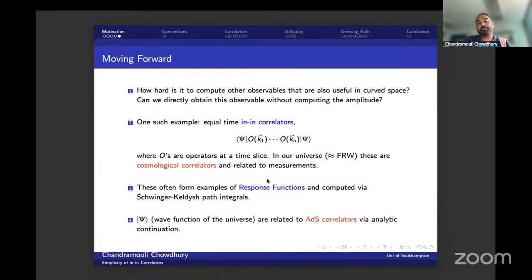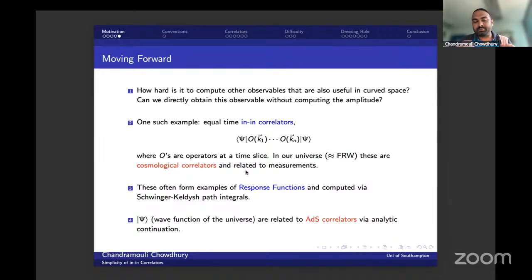For example, the scattering amplitude by itself is not an object that you can use in something like de Sitter space, but could you use it for some other observable? And then you could ask more structural questions. Could you directly compute this kind of observable without ever going through this long procedure of computing the amplitude and so on? And in fact, one such question is about what's called the in-in correlator.